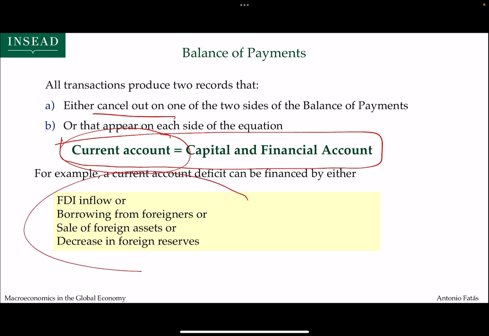Now, in all those cases, what we see is a capital flow, in this case the capital inflow, that is going to show up in the capital and financial account with the same sign and of the same size as the current account. So it will always be the case, because of this sort of double recording of all transactions, that the current account of a country will be equal to the capital and financial account.